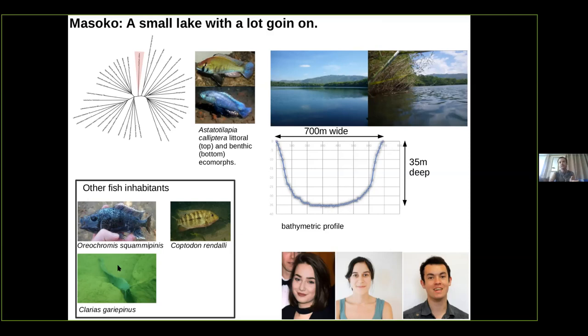And just to say, it's not very speciose in terms of fish. There's three other species there. And I'll say right away again that this work has been led by Hannah, and then Amelia and Joel have also played a big role and are the ones leading the experimental work.